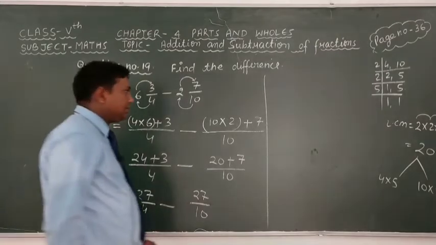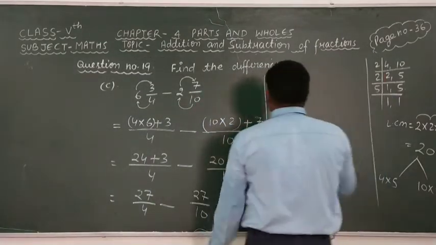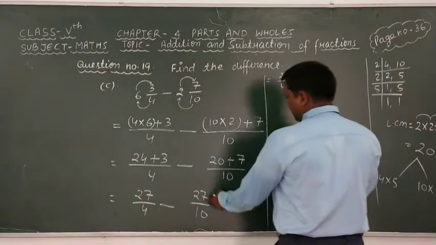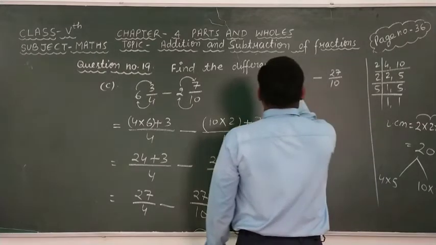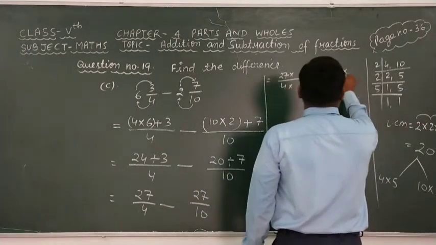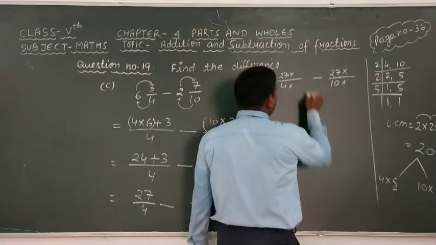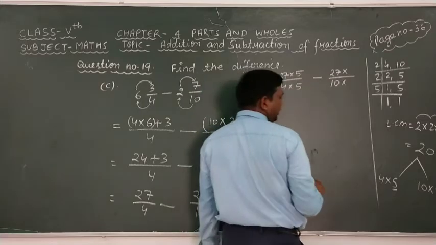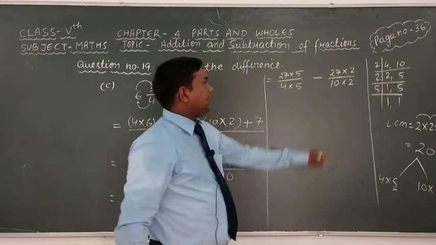It means that for finding the same denominators. Okay, look at here carefully. Here given that 27 over 4 minus 27 over 10. Since in this fraction we have to take multiplication by 5, here we have to take the multiplication by 5 in numerator and denominator, and here we have to take the multiplication by 2 in numerator and denominator.